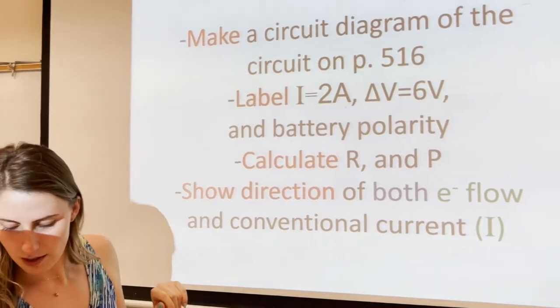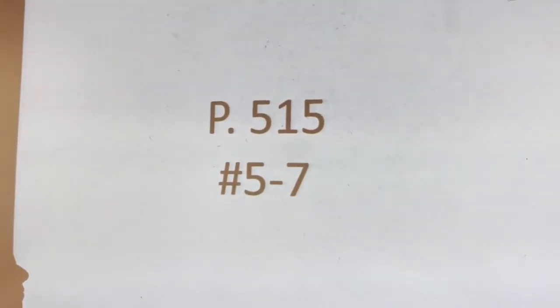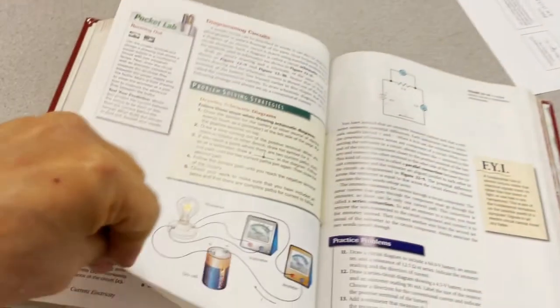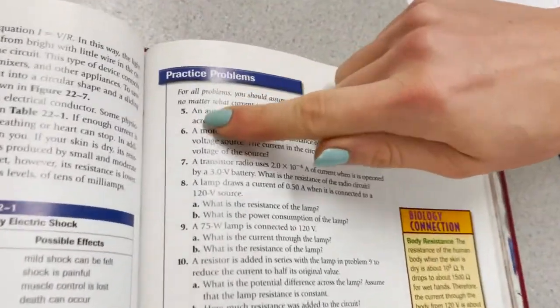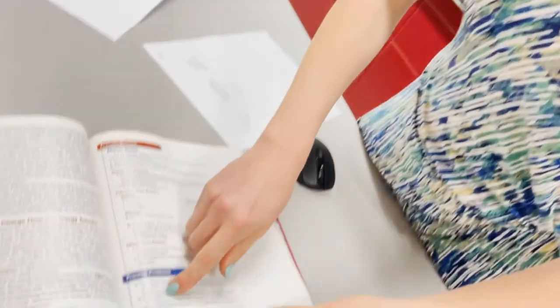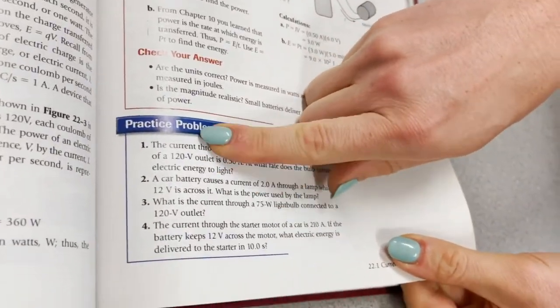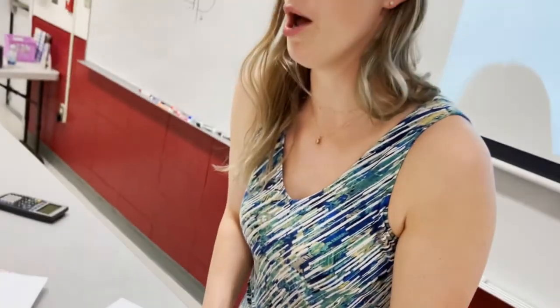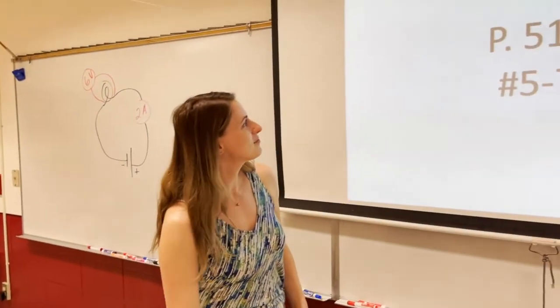And then lastly, page 515, numbers 5 through 7. Numbers 5, 6, and 7, right? Yep. And earlier we asked you to do numbers 1, 2, and 3 here, so you should already have these done. If you haven't, now you're like, oh no, I've got way more homework. And we'll talk about them in class.